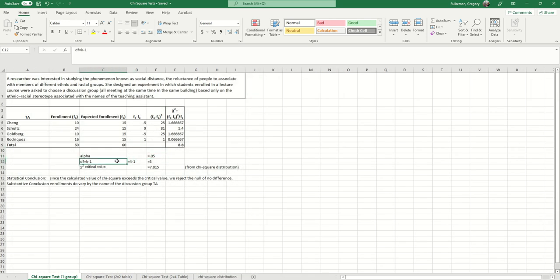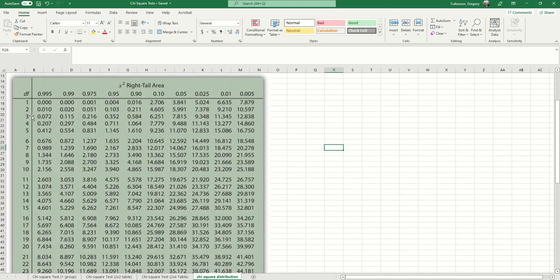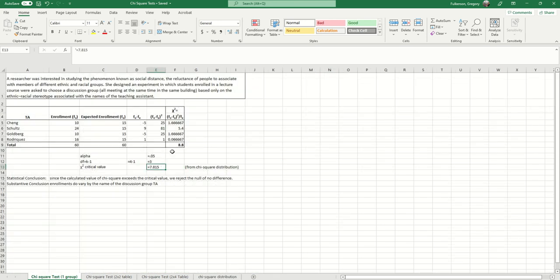Degrees of freedom is the number of groups minus 1. So there are 4 groups here, minus 1 is 3. So at 3 degrees of freedom at a 0.05 level in our chi-square table, you can see right there, 0.05 level, 3 degrees of freedom, we have 7.815 for our critical value. So 8.8 is larger than 7.815, so our statistical conclusion is we reject the null of no difference.